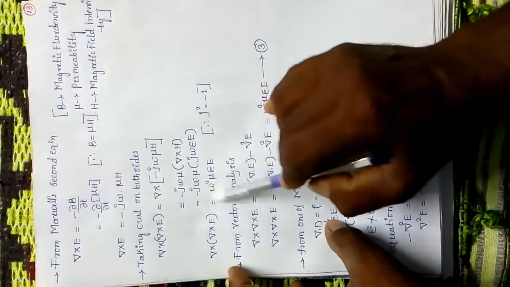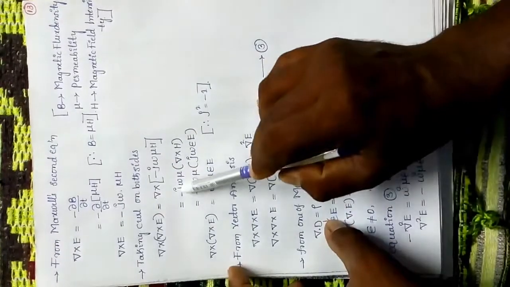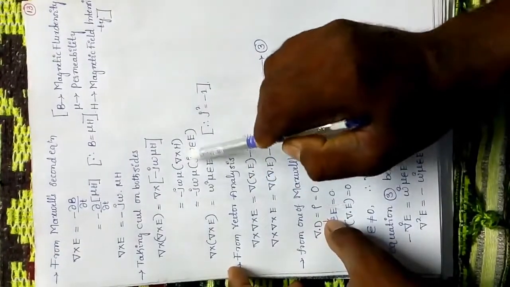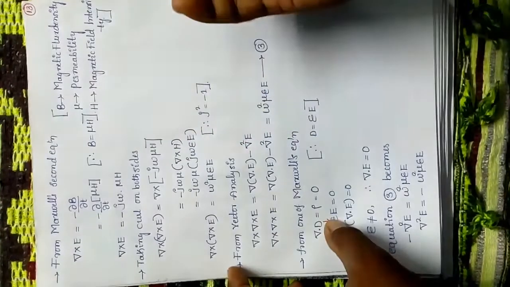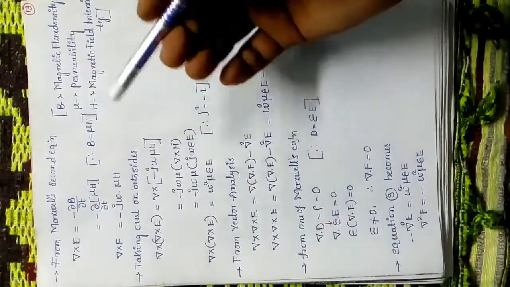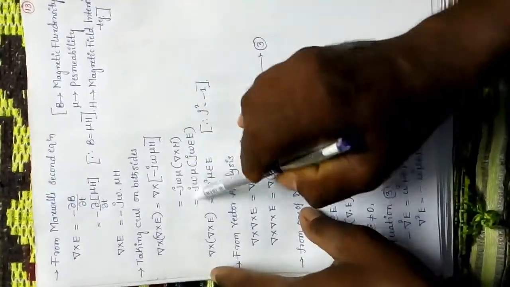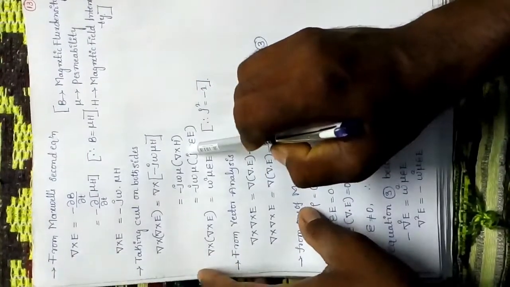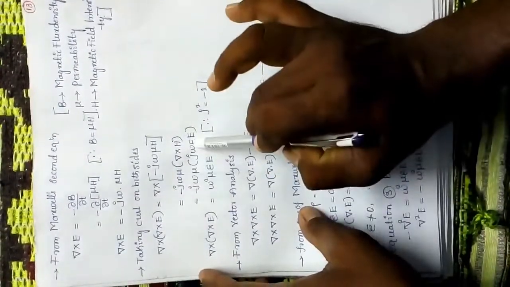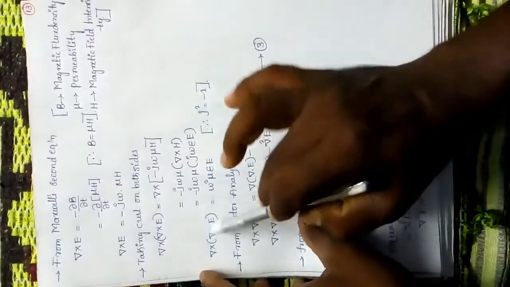So how do we get omega square? Already j omega is there, here also j omega is there. J omega times j omega is j square omega square. That means j square is equal to minus 1. Already a minus is there, so minus times minus is plus. So what is remaining? Omega square mu epsilon E. So this is the final expression for this one.